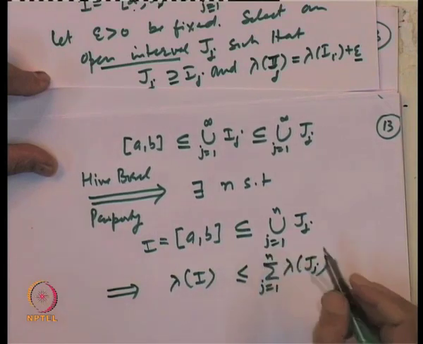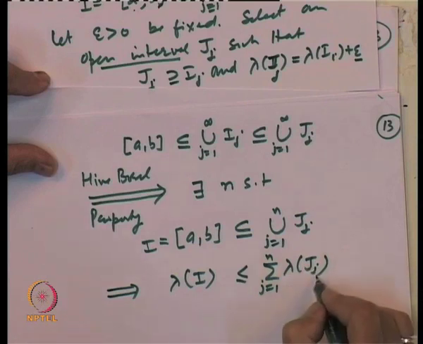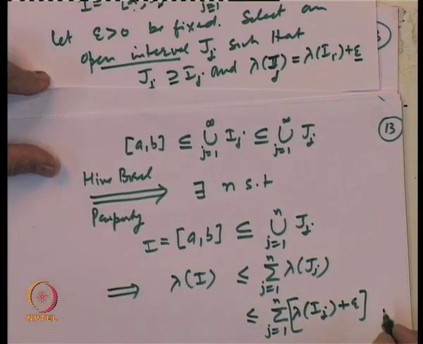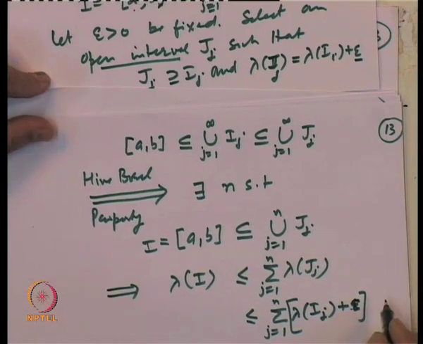Now each one of them is less than or equal to the sum, j equal to 1 to n, of the length of I_j plus epsilon. And now we want to separate out this summation and let n go to infinity. But the problem will come because of this epsilon added n times; that summation will tend to become very, very large. We do not want that to happen. So we revise our construction.